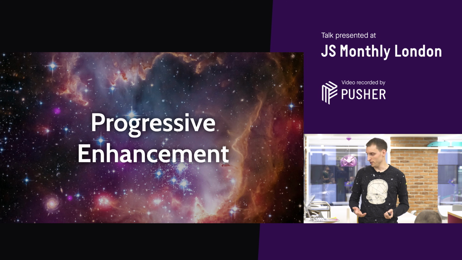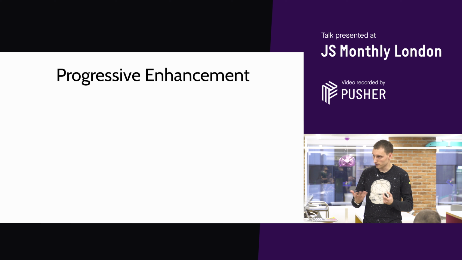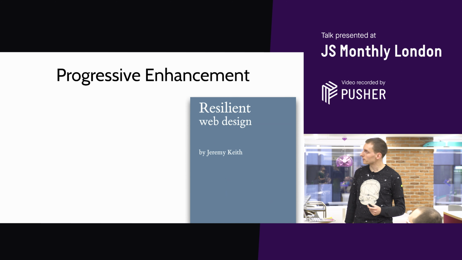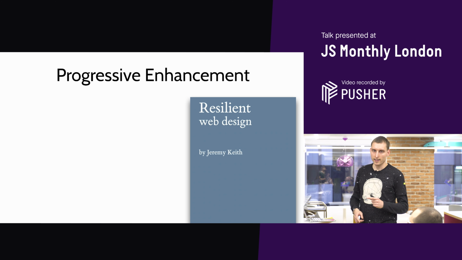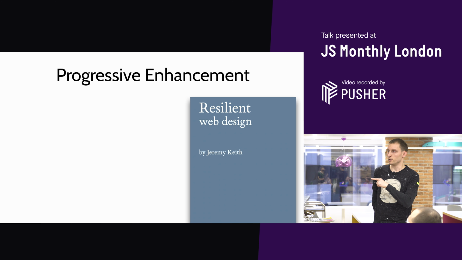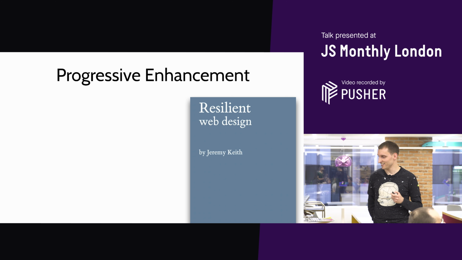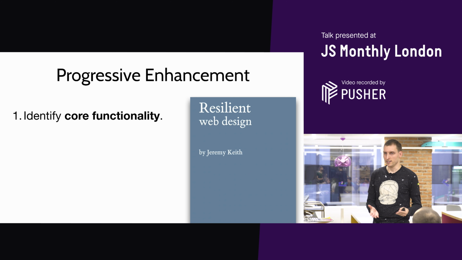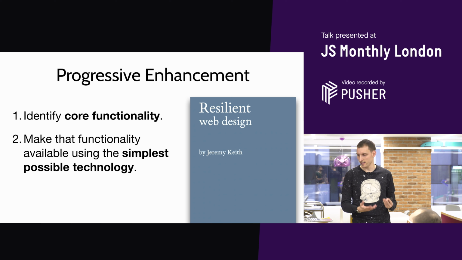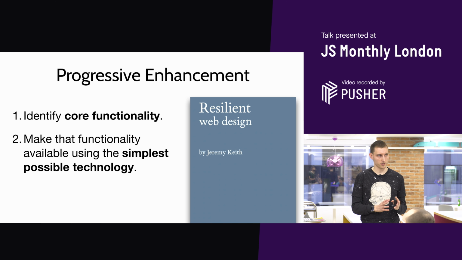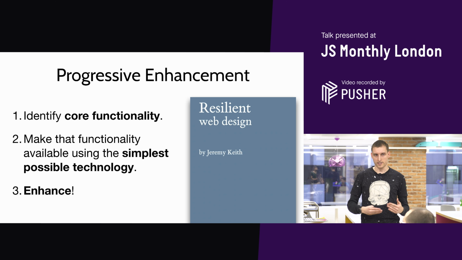So for those that don't know, here's a little definition of progressive enhancement. It's from the book Resilient Web Design, which is by Jeremy Keith. That's a free online web book, by the way, so definitely check it out if you haven't seen it already. It's really good. And he has a 3-point definition for progressive enhancement that I quite like. Step 1 is identify the core functionality of your product. Step 2 is make that functionality available using the simplest possible technology. And then enhance. And you can enhance as many times as you like, hence the name progressive enhancement. So let's look at those in more detail.